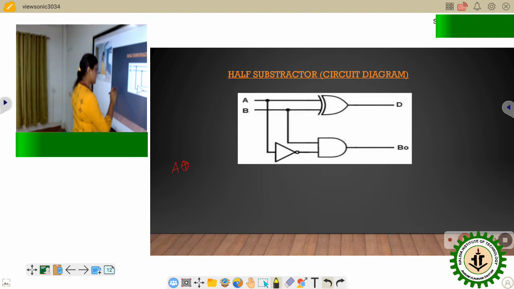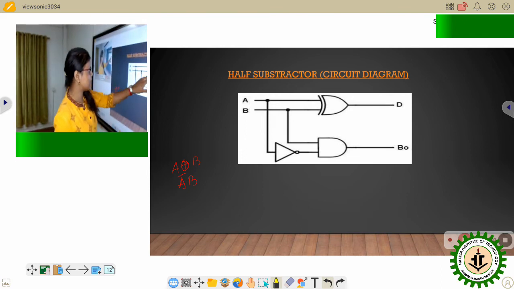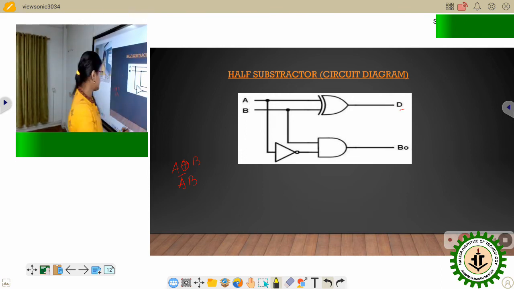Here this is an XOR gate. With A XOR B we get the difference. And A dash, this is A dash, by means of a NOT gate, and now with B, by means of an AND gate, we get the borrow output.